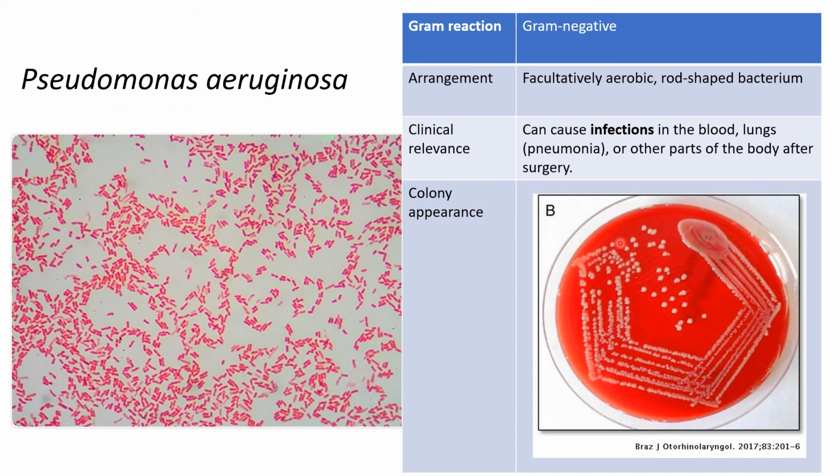Next, we have Pseudomonas aeruginosa. So it's a gram-negative rods under microscope. It appears like this. On blood agar plate, this strain is not hemolytic, okay, non-hemolytic, and Pseudomonas aeruginosa can cause infection in the blood, lungs, pneumonia, and other parts of the body after surgery. So usually just infection.